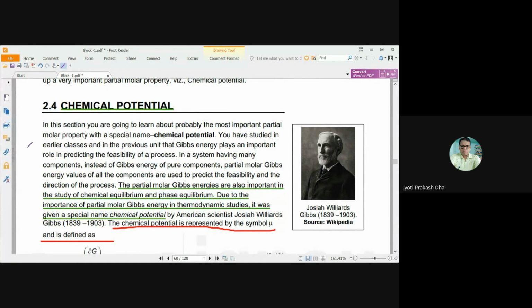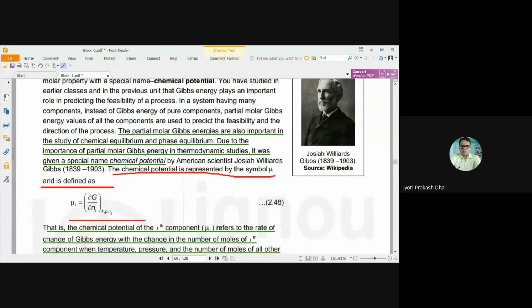Now coming to partial molar free energy. This one is a very important part. The partial molar free energy is called chemical potential. Partial molar Gibbs energy is called chemical potential. The partial molar Gibbs energies are also important in studying chemical equilibrium and phase equilibrium. Due to the importance of partial molar Gibbs energy in thermodynamic studies, it was given a special name, chemical potential.